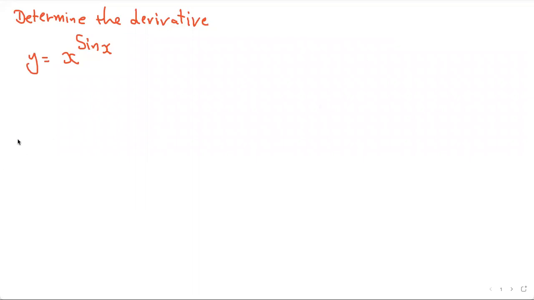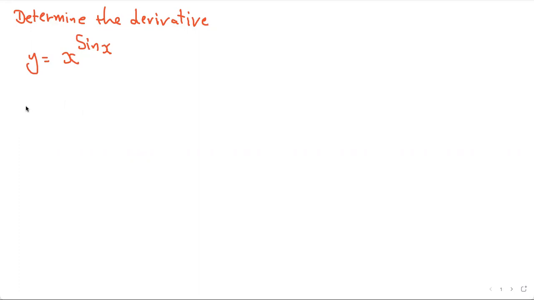So here it is, Sami again, determine the derivative of y equals x to the power of sine x. The only way you could do this is you have to bring that sine x to the bottom. How do we bring this sine x to the bottom? We have to ln both sides. So we have to introduce the natural log to both sides.